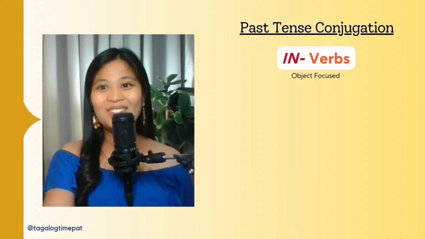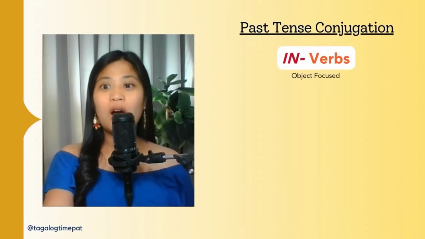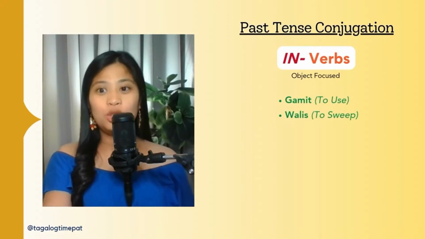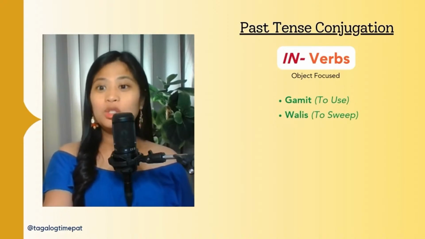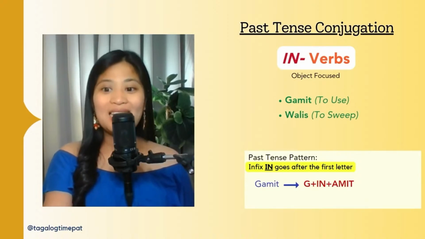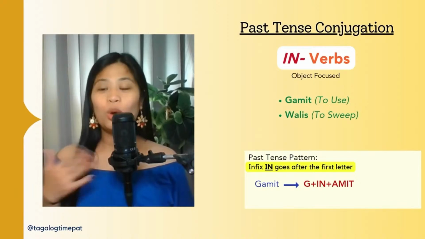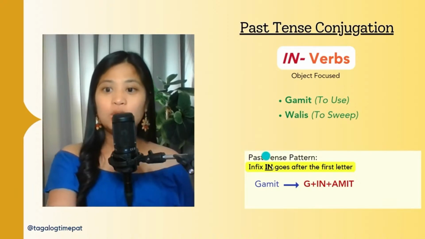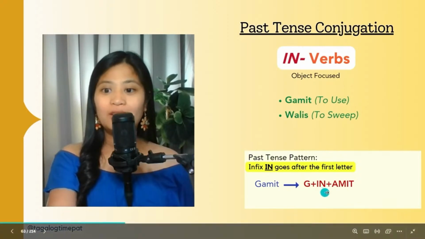All right, so let's take a look at verbs. These are usually object focused, and here are some examples. Gamit means to use. Walis means to sweep. In the past tense, the infix goes after the first letter. So gamit, to use, in the past tense is ginamit. Ginamit ko, I used something. So you can see it just goes after the first letter.